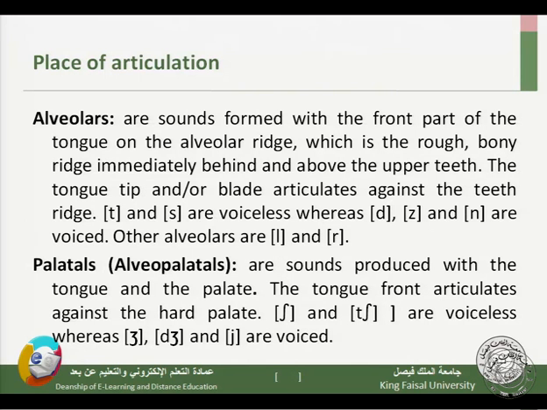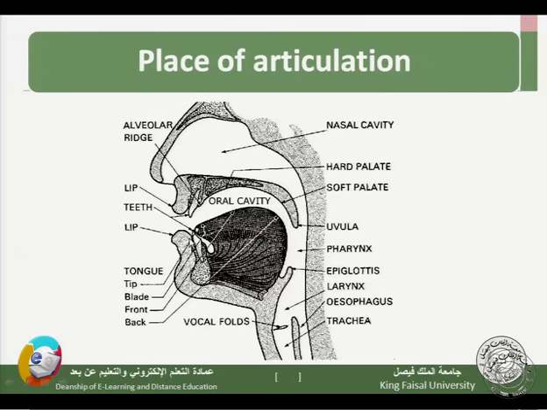That's what we called earlier, and I showed you that on the slide with the picture. What comes behind the tip is called the blade. So we speak about the front part of the tongue on the alveolar ridge. Let's go back to that picture. This is the tip and the blade, which constitute the front part of the tongue, and it articulates with the alveolar ridge.